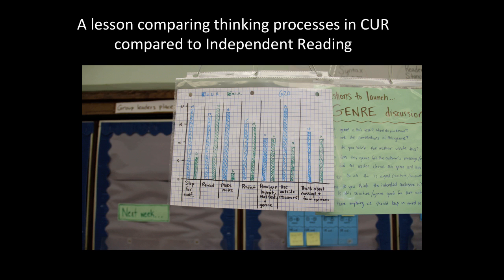In terms of rereading, when you're independently reading versus in unison, how often or not do you do it? How often or not do you make notes? How often or not do you predict, analyze the layout of the text, use outside resources, and think about the message in the form of opinions? And so the kids, from the bar graphs here, tend to be more active in unison.